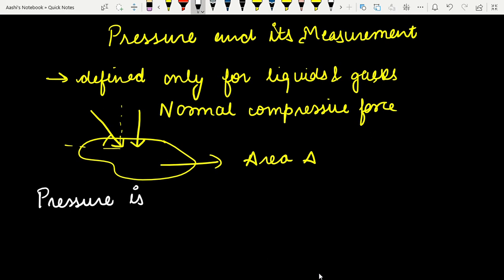This is also one major difference between pressure and stress. Both are force per unit area, but for pressure, direction is predefined. For stress, it can be any direction. So stress will be a quantity having a direction, but pressure will be scalar. Why is pressure scalar? Because direction is already predefined. So please note down, pressure is normal compressive force per unit area.